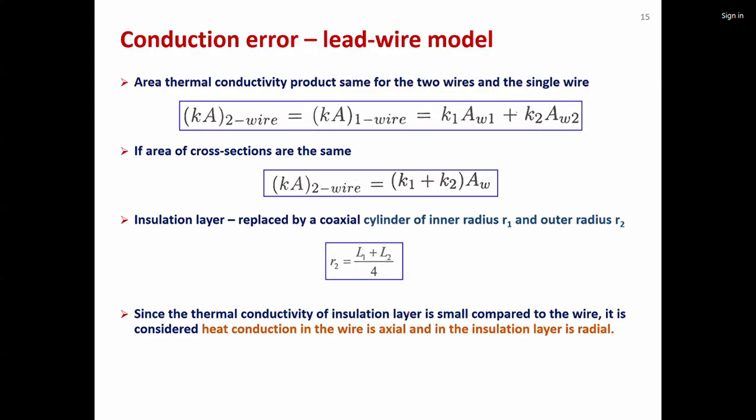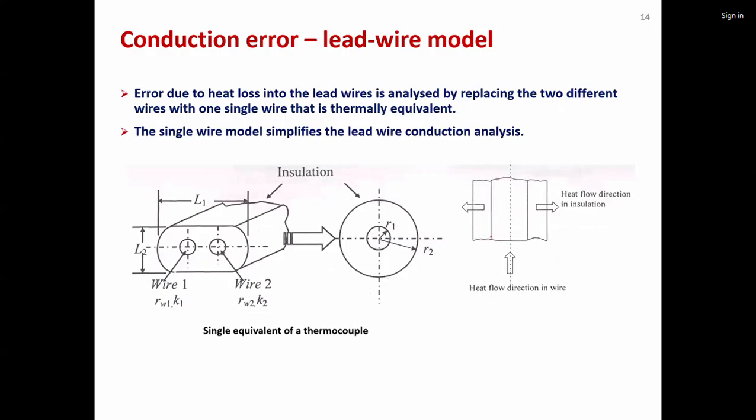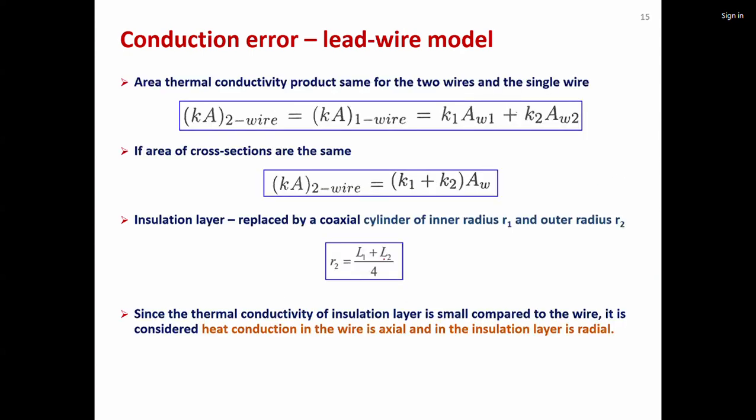Since the thermal conductivity of the insulation layer is small compared to the wire, because the wire is made out of metal and the insulation material is made out of plastic or polymer, it is considered that heat conduction in the wire is axial and in the insulation layer it is radial. There is negligible heat transfer through the insulation in the axial direction compared to the heat conduction through the wire. But this heat cannot continue to go infinitely in the wire. With the ambient at a lower temperature, the heat has to go in the radial direction through the insulation layer into the ambient. So it is important to note that the heat conduction in the wire is axial and in the insulation layer it is radial.